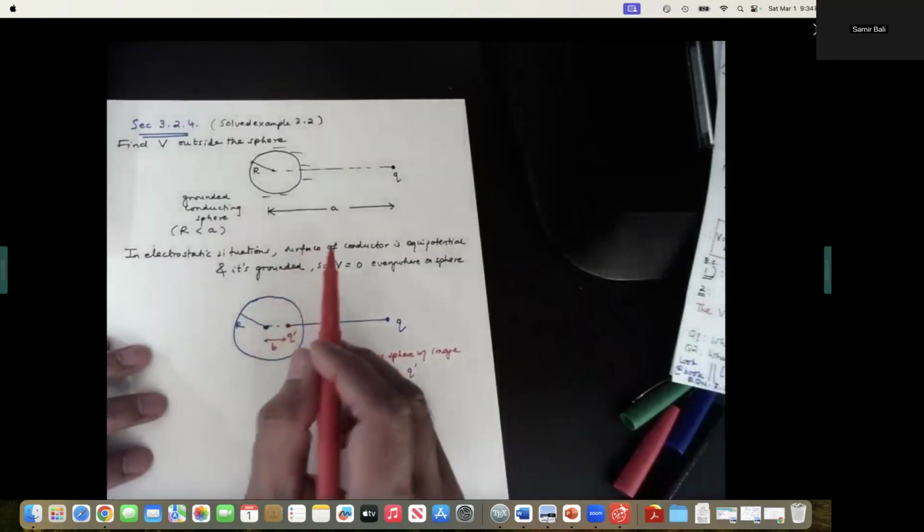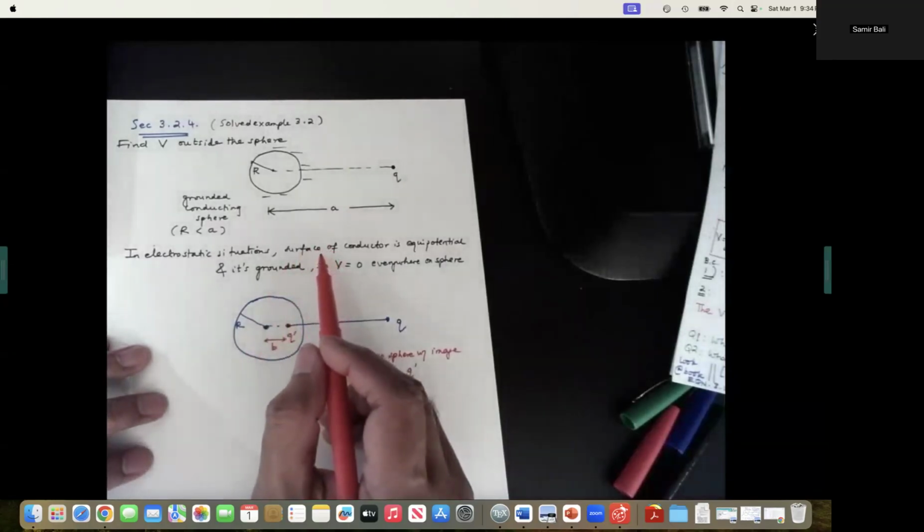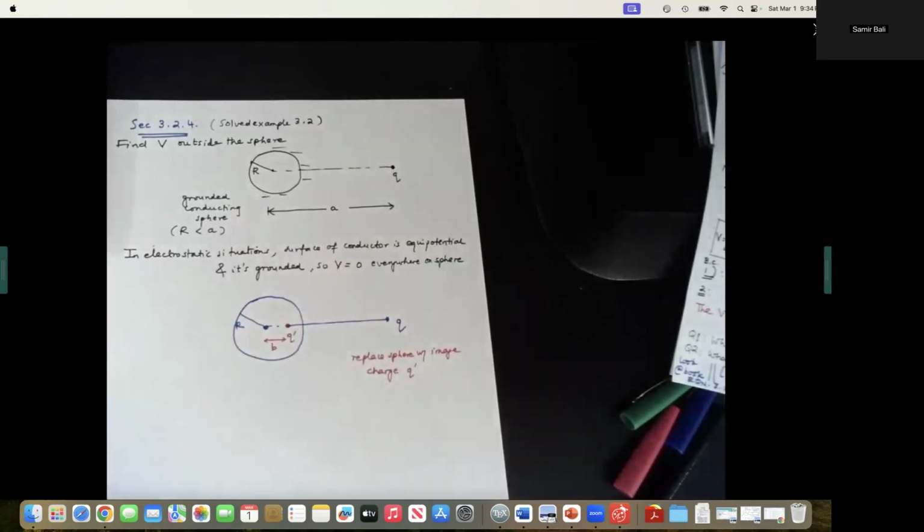Oh, and by the way, what did we have? We should have another boundary condition that the potential is zero far away from the charge, right? So that should also happen.